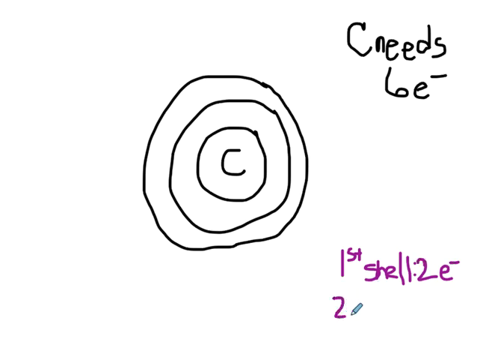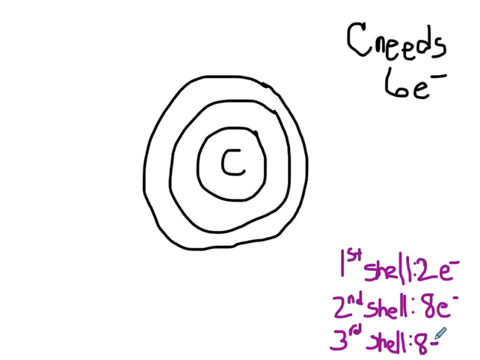Our second shell can hold a total of 8 electrons. And our third shell, if we need it, can also hold 8 electrons. That was all a review from your Explorer station.